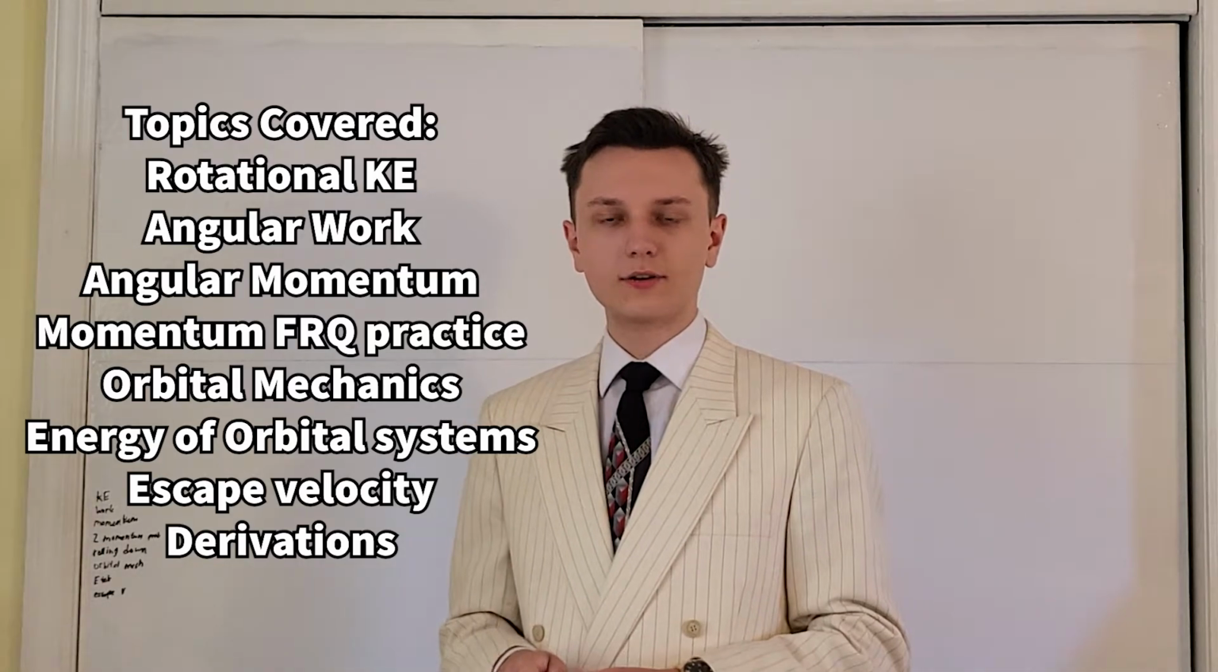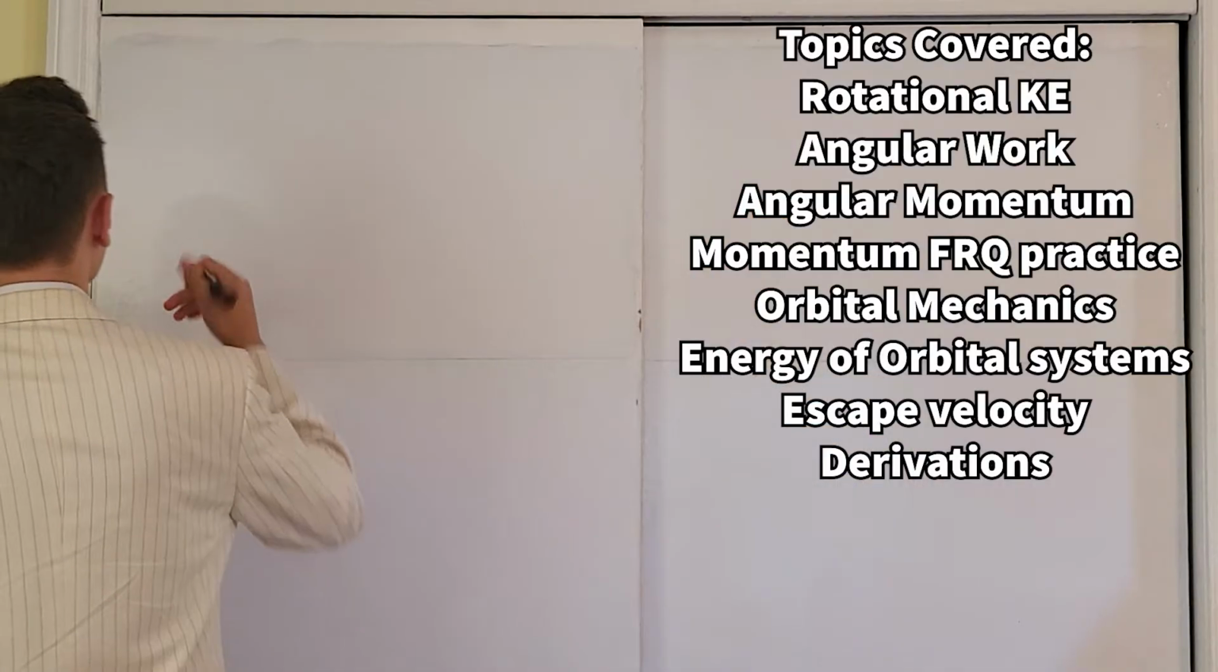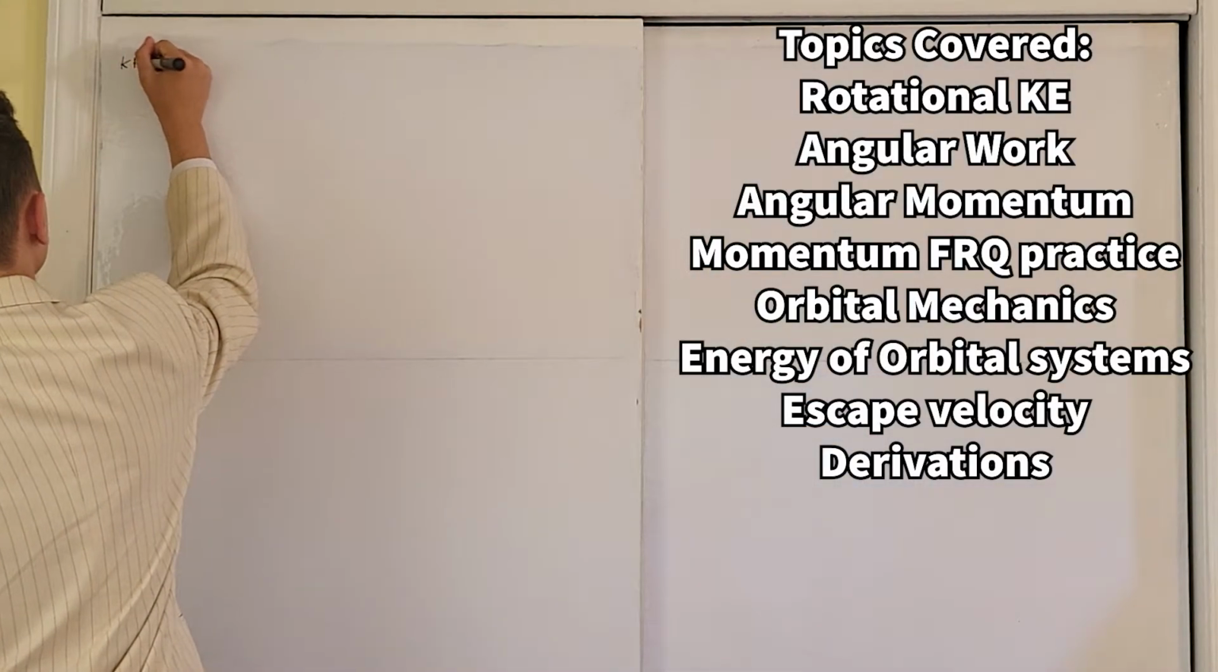Unit 6 of the Calculus Mechanics course. So that's going to be energy, that's going to be momentum, etc. We have kinetic energy for rotating body.